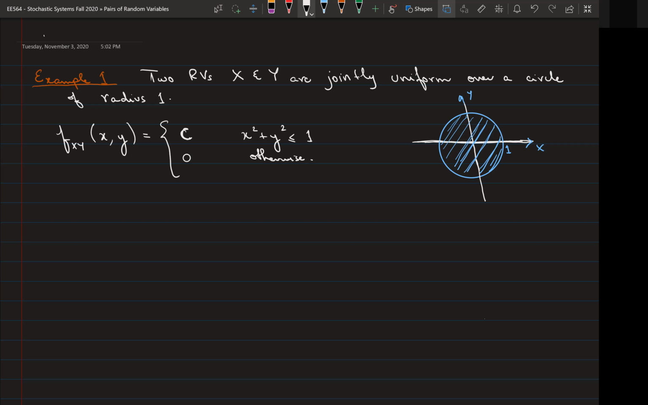Sir, a disk? A disk? Well, in 3 dimensions, the disk is 2 dimensional. Sir, cylinder. Cylinder.